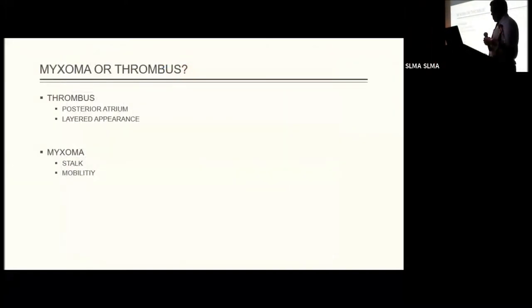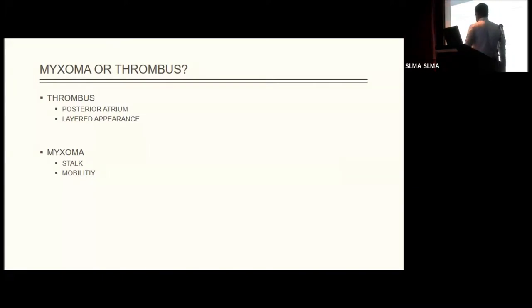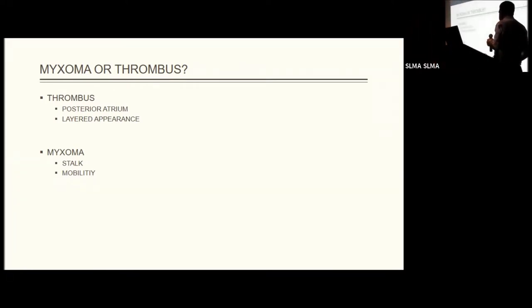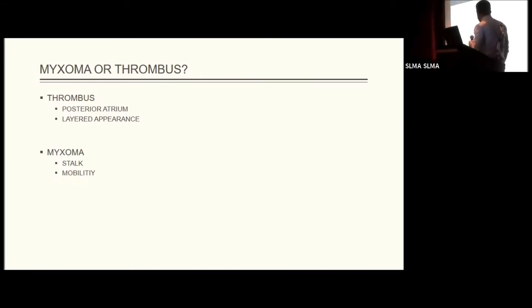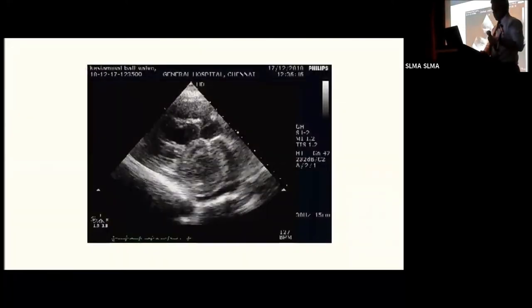So myxoma or thrombus: the most important dilemma for young doctors, especially cardiologists, is myxoma or thrombus. Thrombus is mostly in the posterior atrium and layered. And myxoma has a stalk. If you can find the stalk, you are a winner. Mobility depends on whether it's attached by the stalk or less attached, and the mobility may vary.